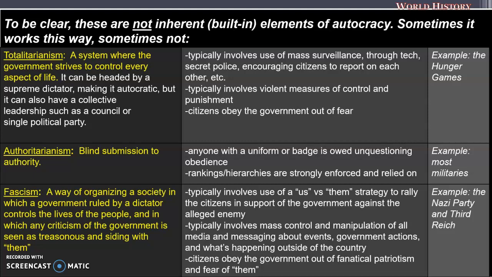Last one would be fascism, a way of organizing a society in which a government ruled by a dictator controls the lives of the people, and in which any criticism of the government is seen as treasonous and siding with them. This typically involves the use of an us versus them strategy to rally the citizens in support of the government. Typically involves mass control and manipulation of the media, propaganda, and citizens obey the government out of fanatical patriotism. Okay. So these are other concepts I want you to know about, but they don't always apply, right?